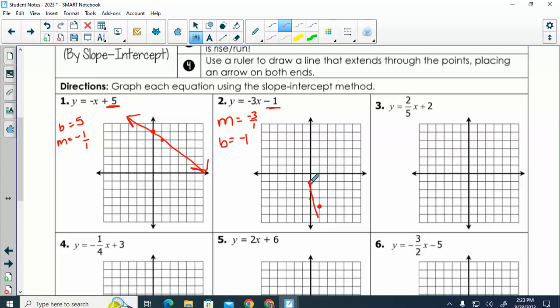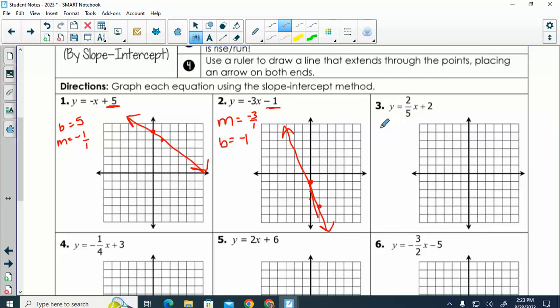What's a good way to check at the end? If your slope was negative, your line should be negative, right? Negative slope, decreasing as we go from left to right. Also, I want you to make sure lines keep going forever, so please put the arrows on both ends of your lines to show that they keep going. I don't just want a little bitty line segment. Okay, we extend it, it keeps going.